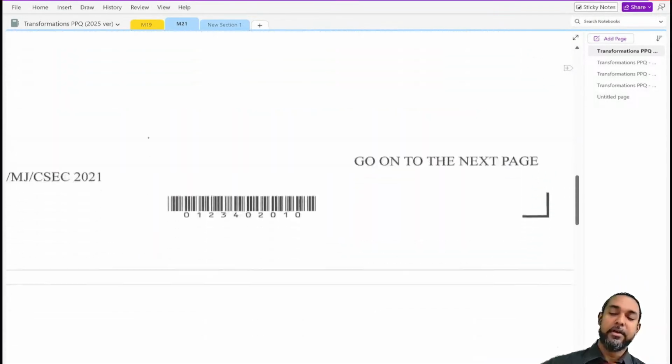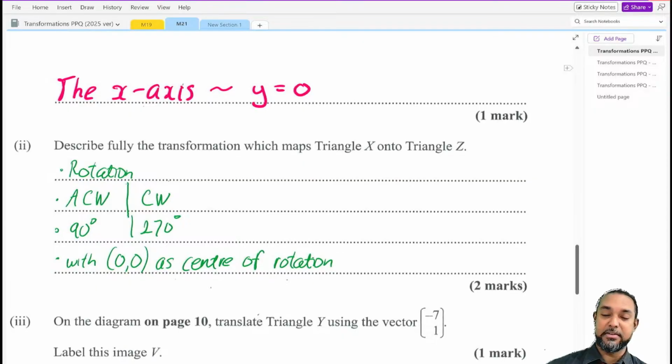Long story short, if you get a rotation, best guess is the center is the origin. If, however, it looks like it's not, then you might have some work to do. But to be honest, they can't expect you to do a set of work for 2 marks or 3 marks.